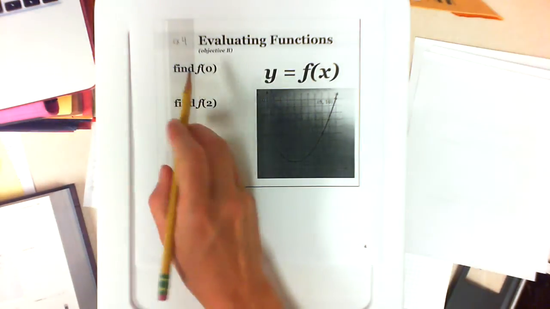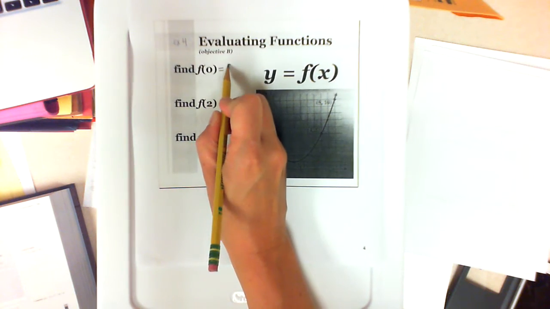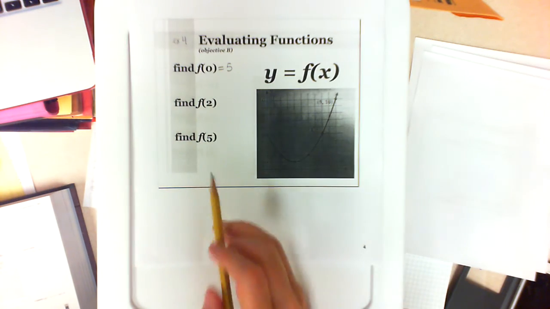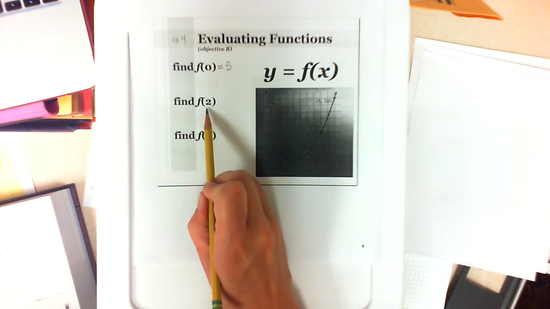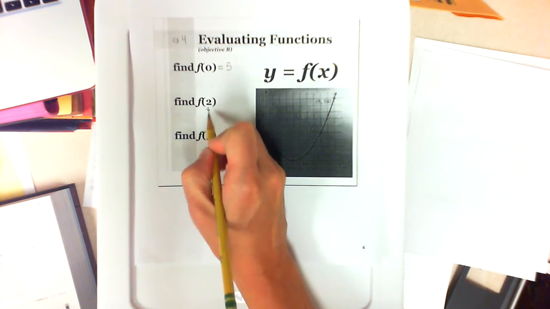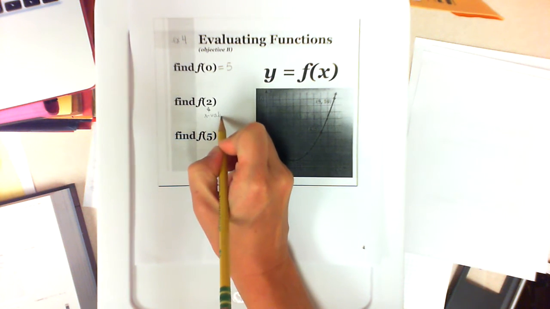So right here, what is f of 0? It is 5. If you try to do f of 2, you're going to go over 2 because your x value, this is your x value, or your input.